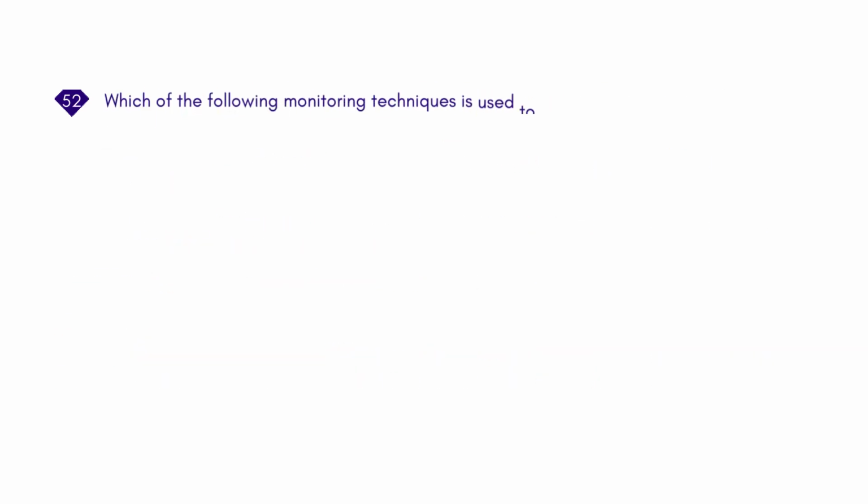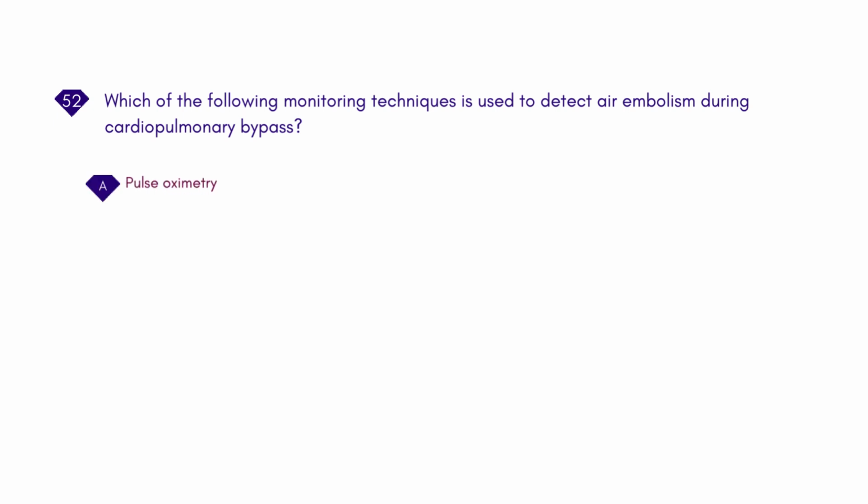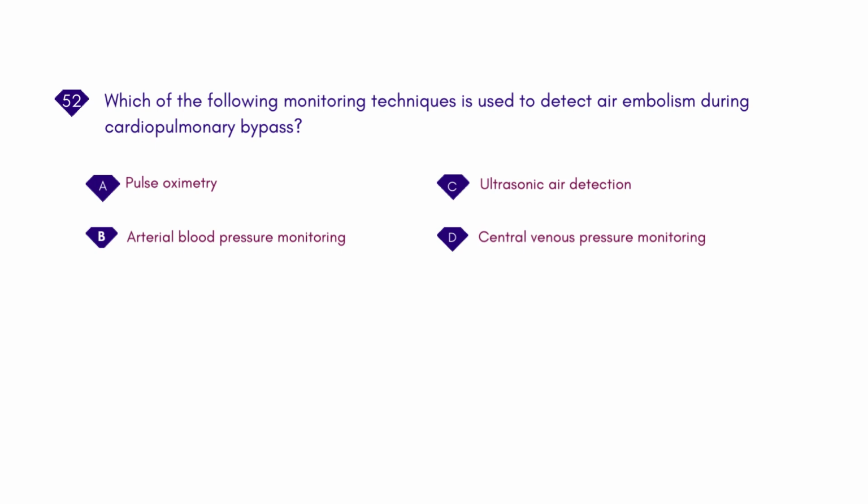Which of the following monitoring techniques is used to detect air embolism during cardiopulmonary bypass? A. Pulse oximetry. B. Arterial blood pressure monitoring. C. Ultrasonic air detection. D. Central venous pressure monitoring. Answer: C.